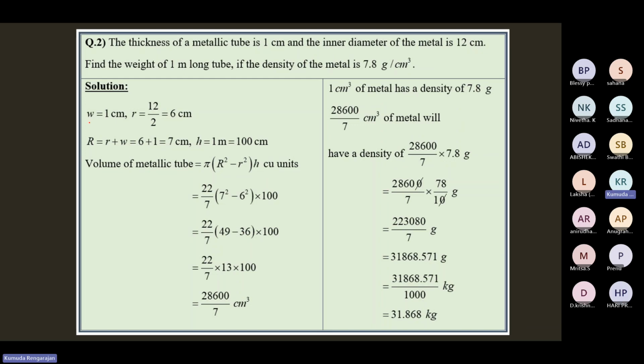So here we are given W and small r. So we found capital R. H is also given to you in the question. And how do we know that we should find volume? Because it's given per centimeter cube. So we'll have to find the volume. So find the volume and then multiply by 7.8 to get the density or the weight of this.